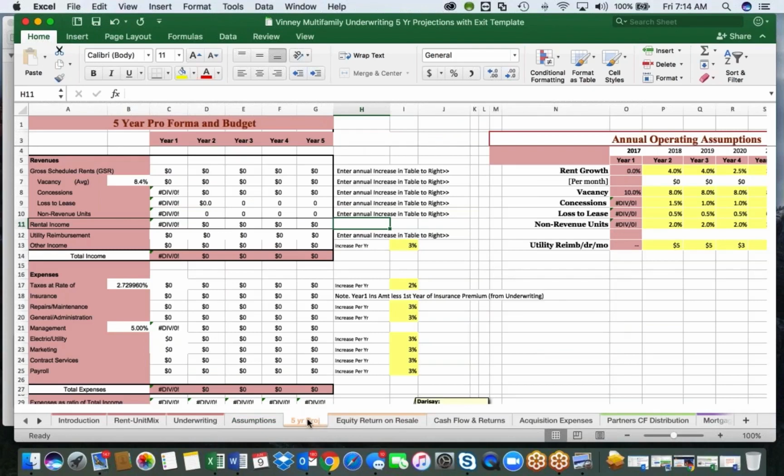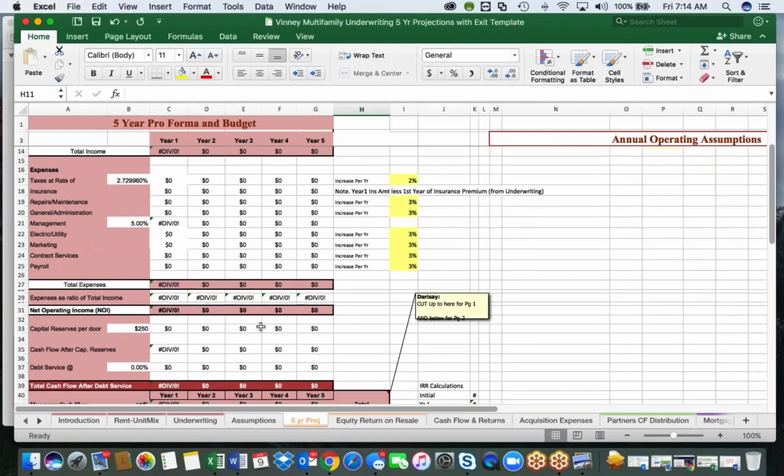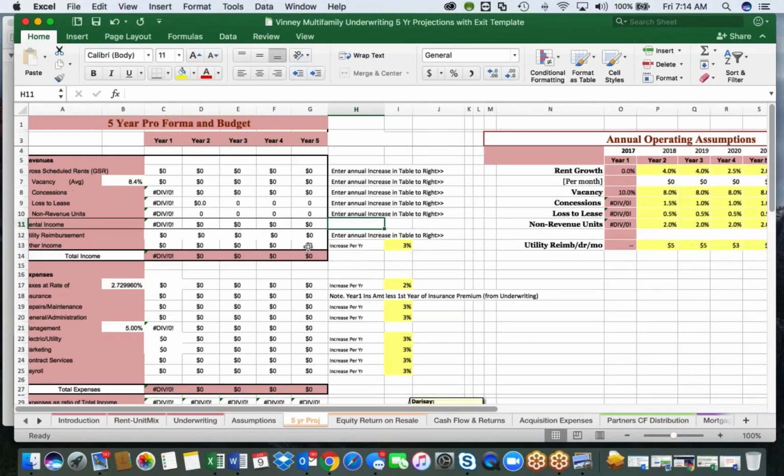Now, the 5 year projection was the very big heart of the whole operation, to be able to see how this asset will perform in the next 5 years, because we have fiduciary responsibility to the investors in the syndication world. So we want to be conservative. We want to be totally looking into all the right ratios. Then we decided to do another segment, which is all correlated, and we are able to change the rent growth by each year, per month, vacancy, concessions, loss to lease, non-revenue units, utilities bill back.